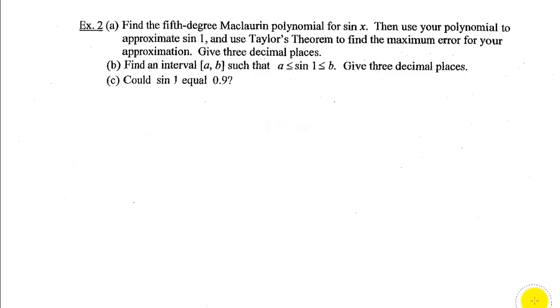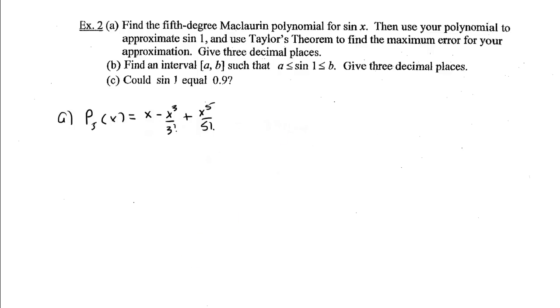In the next example, we're asked to find the 5th degree Maclaurin polynomial for sine of x. Then use your polynomial to approximate sine of 1, and use Taylor's theorem to find the maximum error for your approximation. Give 3 decimal places. So in letter A, we're going to start out by finding the 5th degree Maclaurin polynomial for sine. So p sub 5 of x equals, I need odd powers, so we have x minus x to the 3rd over 3 factorial plus x to the 5th over 5 factorial.